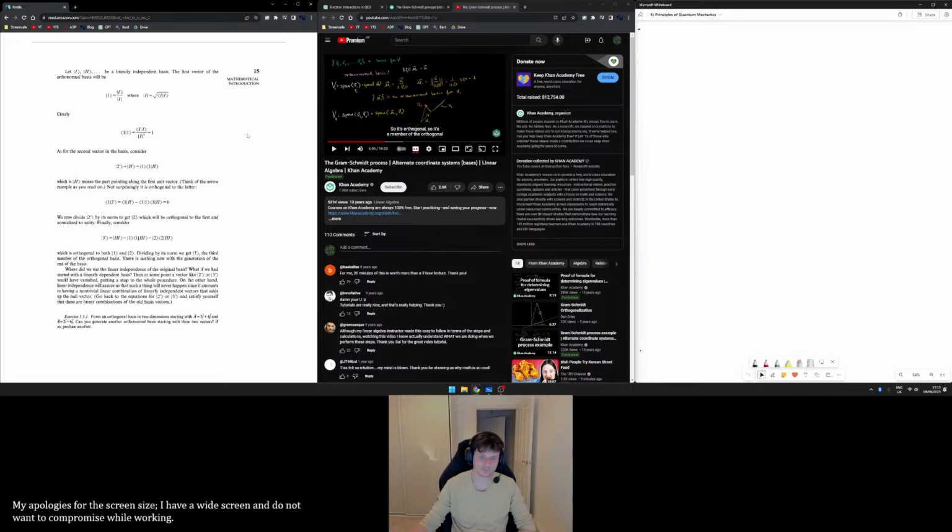Let's try that then. So it says vector 1 is equal to ket I divided by the magnitude of I, where the magnitude of I is equal to the square root of the inner product of I with itself.